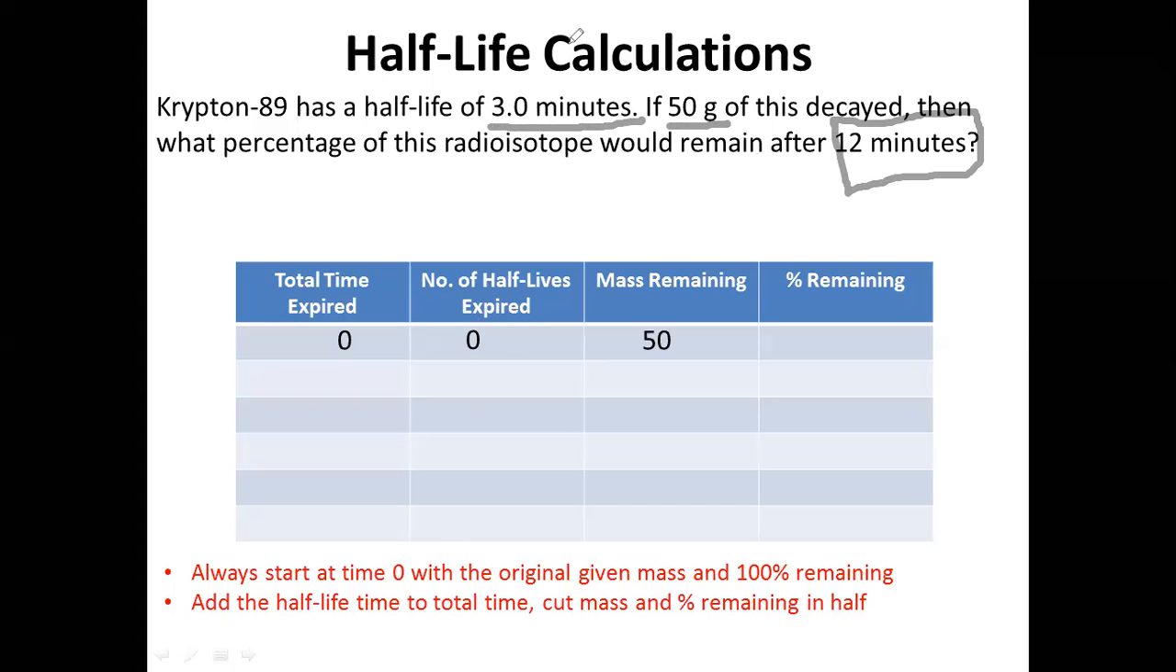So what we then do is we fill in the mass remaining. Since no time has expired yet, all of it remains radioactive, 50 grams. 100% of it remains radioactive. So we fill in percent remaining. Now to get started, we add our half-life, the time it takes to decay. So we add 3 because it's 3 minutes. Well, that means 1 half-life. 1 half-life is equivalent to 3 minutes.